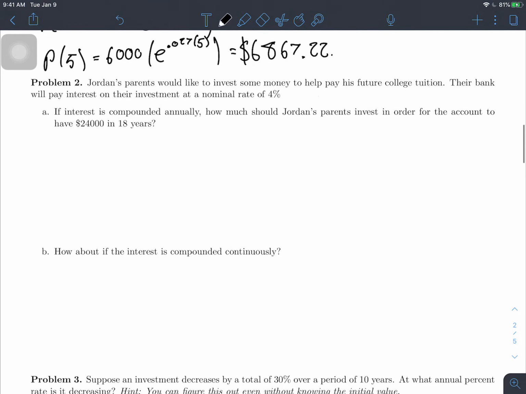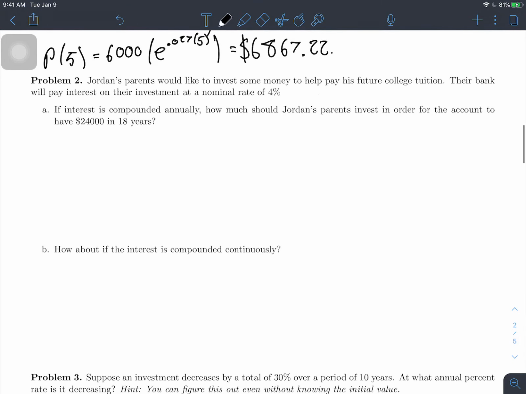Move on to problem number 2 now. Jordan's parents would like to invest some money to help pay his future college tuition. Their bank will pay an interest on their investment at a nominal rate of 4%. If interest is compounded annually, how much should Jordan's parents invest in order for the account to have $24,000 in 8 years?